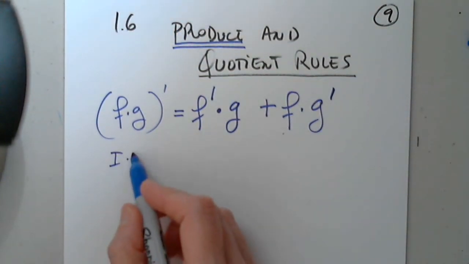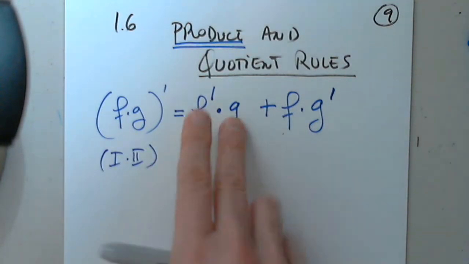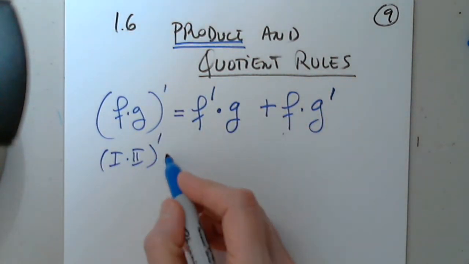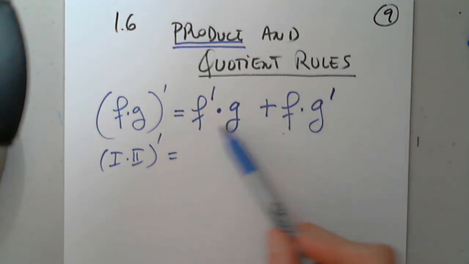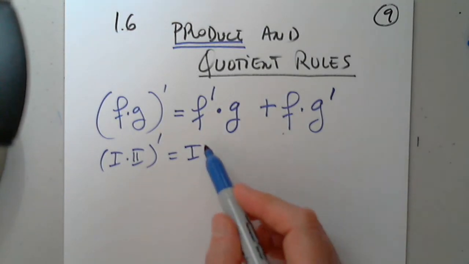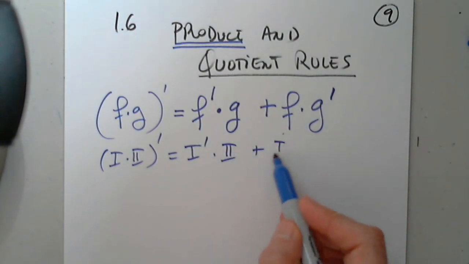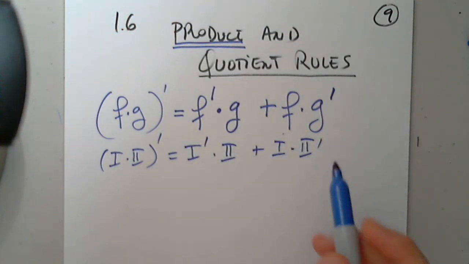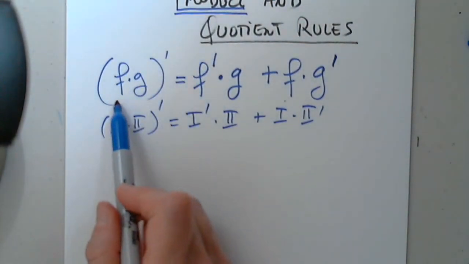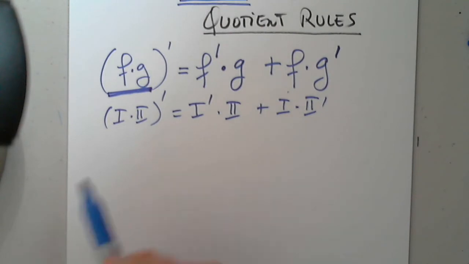I like to keep them in this order. You can twist them around if you want, that's fine. But be careful not to mess them up. So I keep 1, 2, 1, 2. 1 prime times 2 plus 1 times 2 prime. You can do whatever you want. So this is the product rule. Product. And now the quotient rule.